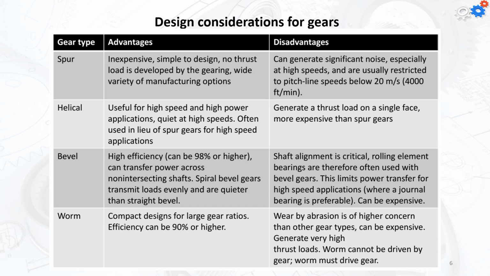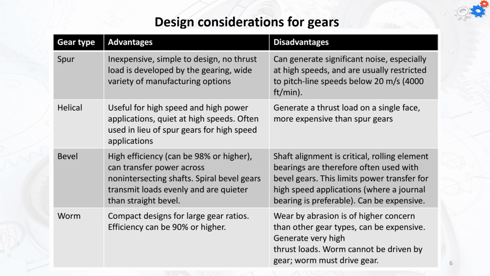Bevel gears are conical-shaped gears used to transmit power between intersecting shafts, typically at a 90-degree angle. They are found in differential drives, hand drills, and marine applications. They have high efficiency, which can be 98% and above, and can transfer power across non-parallel shafts. Spiral bevel gears transmit the load evenly and are quieter than straight bevels.